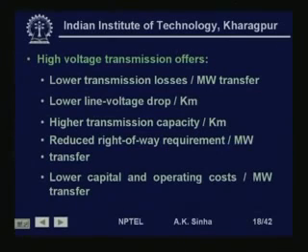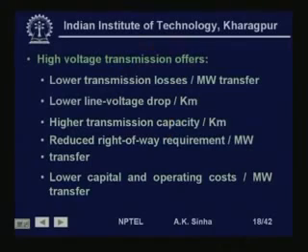In fact, as we will see later, with lower voltages it may not be possible to carry so much power. As we have seen, on a 132 kV transmission line you can carry only around 80 to 100 megawatt, whereas if you are using a 400 kV line, you may be able to carry more than 550 megawatt.